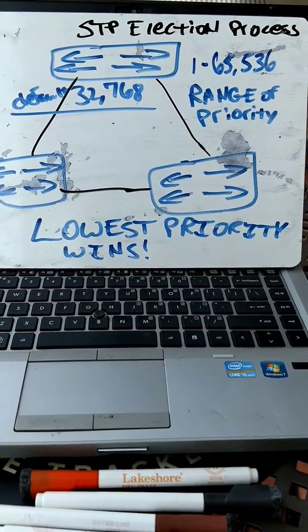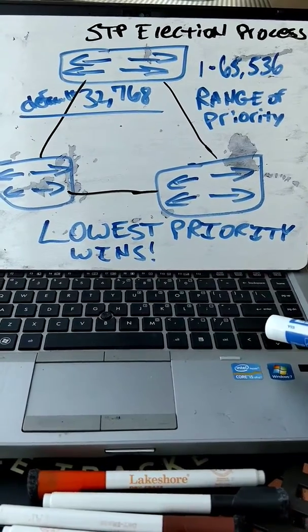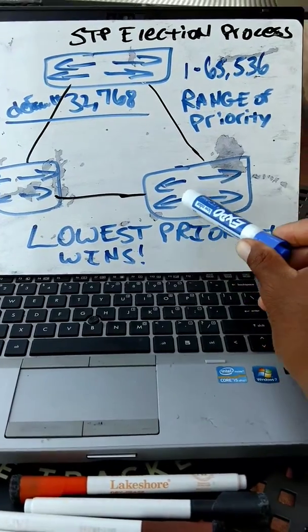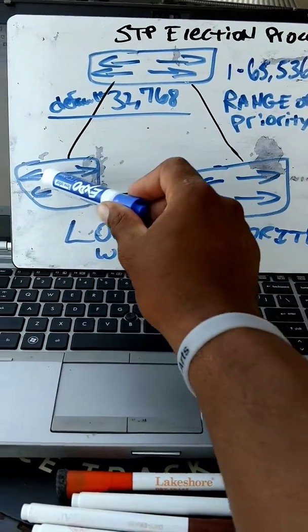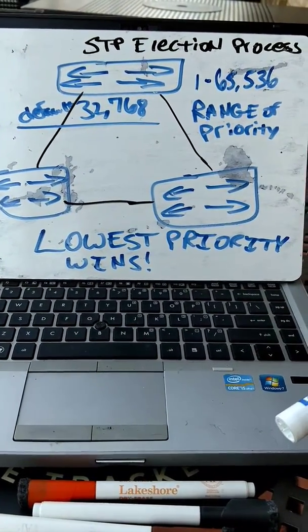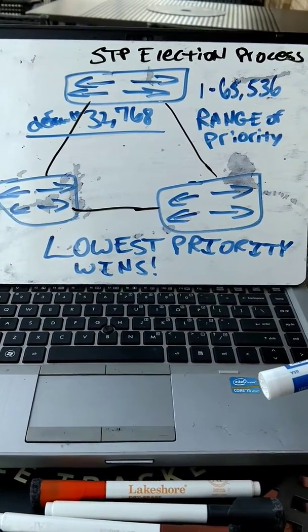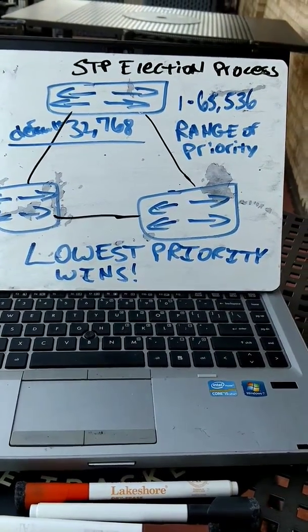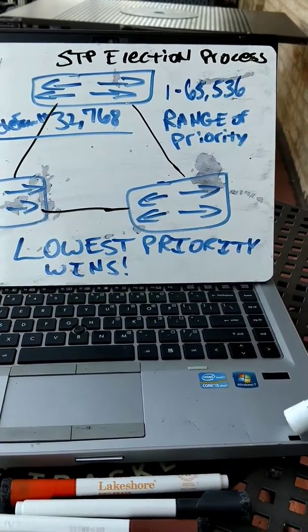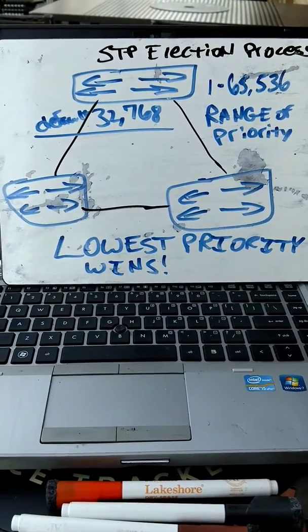So now, in my next video, I'm going to explain what happens when there's a tie between priorities. Let's say this switch right here has 32,768, this switch right here is 32,768, and this switch right here is 32,768. And when there's a tie between priorities, then the second factor that the switch will take into consideration in the election is the MAC address, and then we go by the lowest MAC address.